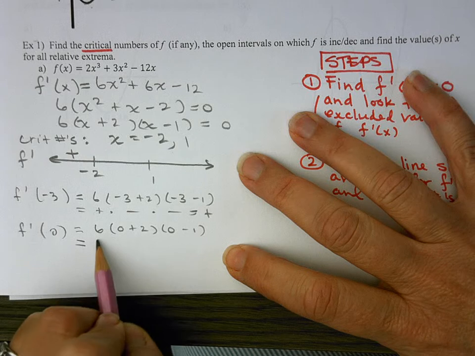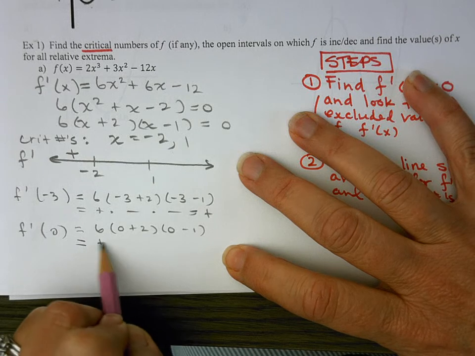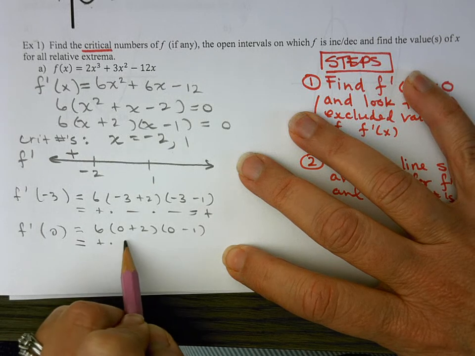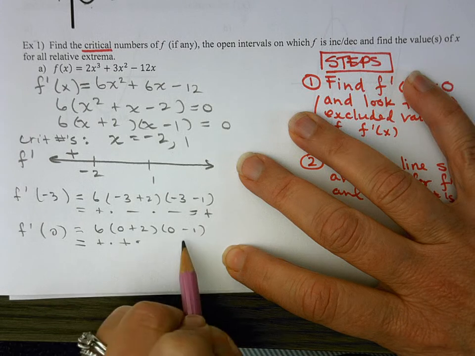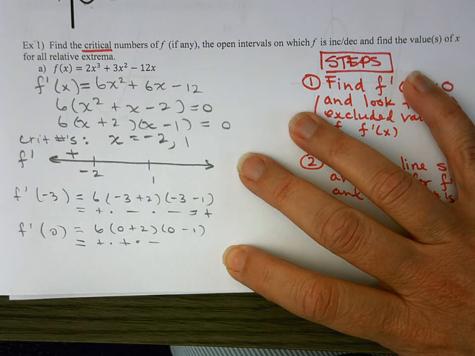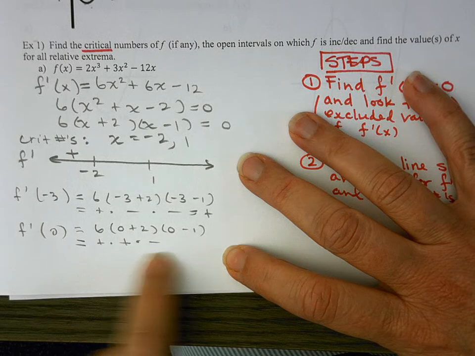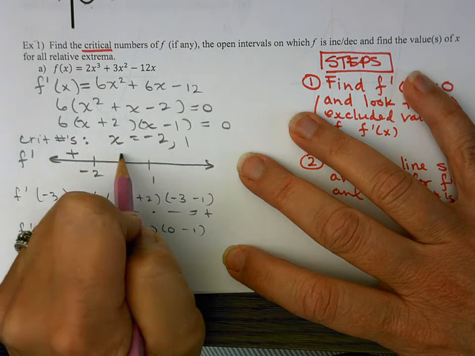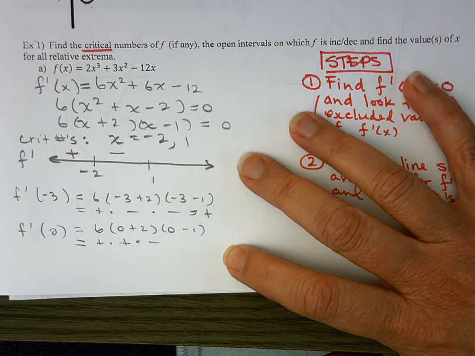And so that would be 6, which is a positive number, times 0 plus 2, which is a positive number, times 0 minus 1, which is a negative number. So then that product here would result in a negative. So I know anything I choose between -2 and 1 would be negative.